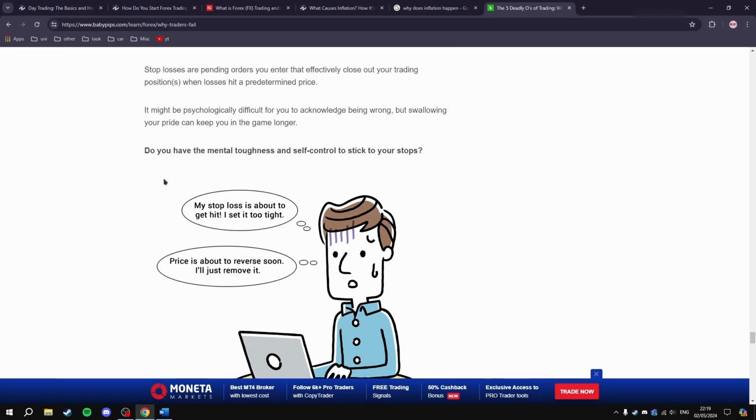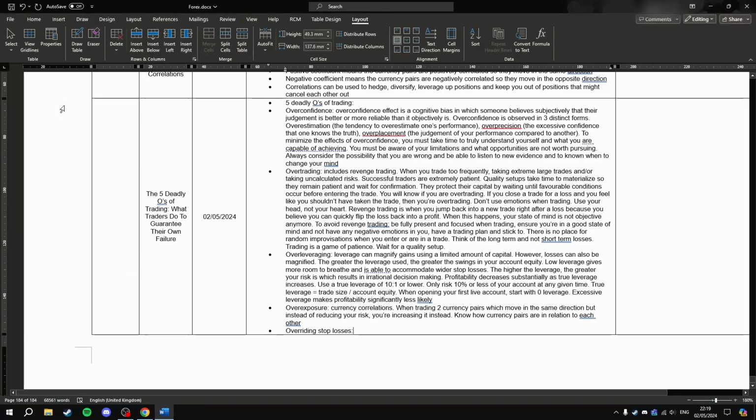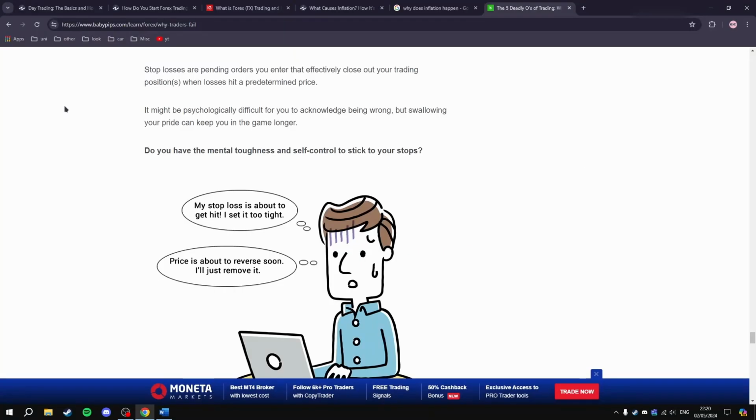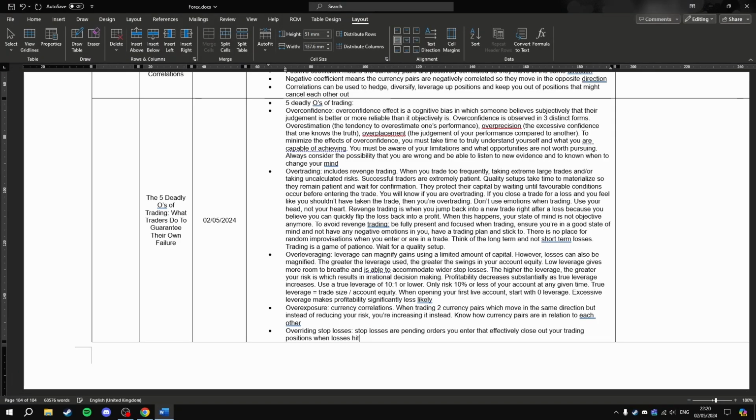Overriding stops. Stop losses are pending orders you enter that effectively close out your trading positions when losses hit a predetermined price. Stop losses are orders, pending orders, you enter that effectively close out your trading positions when losses hit a predetermined price.